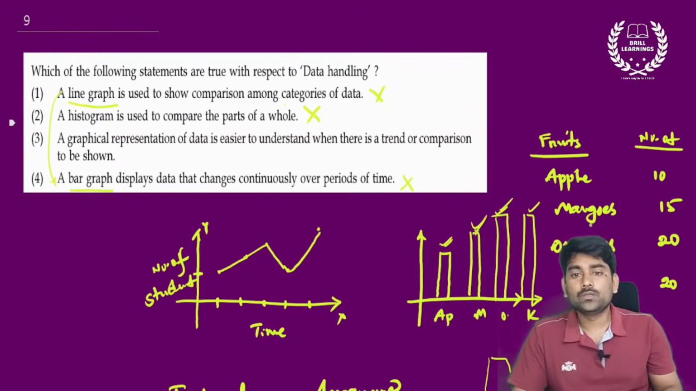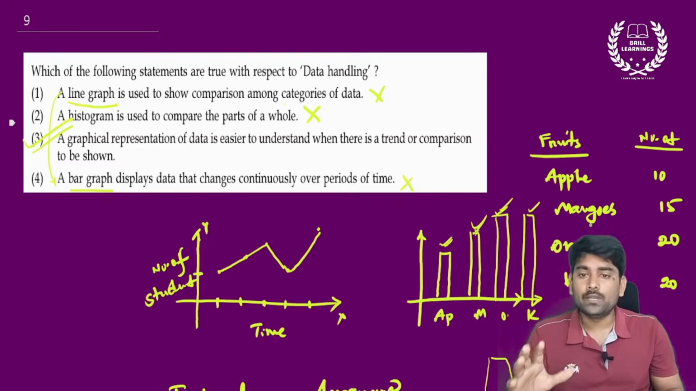So this statement is also a wrong statement. Our answer is the third one. A graphical representation of data is easier to understand when there is a trend or comparison to be shown. So this is the right answer here. Let's move on to the next question.